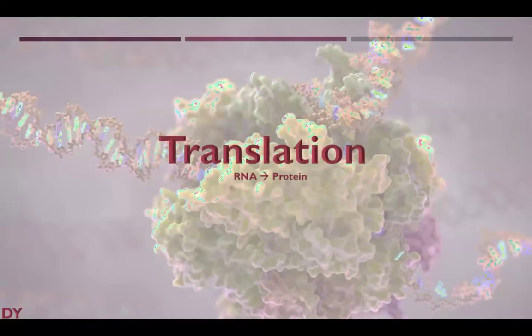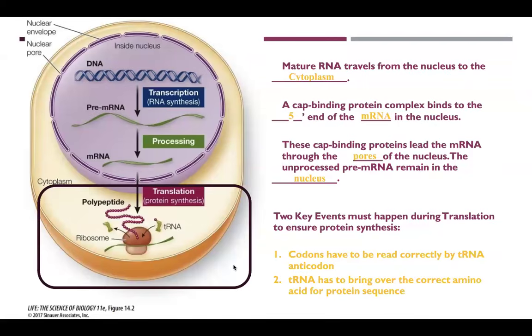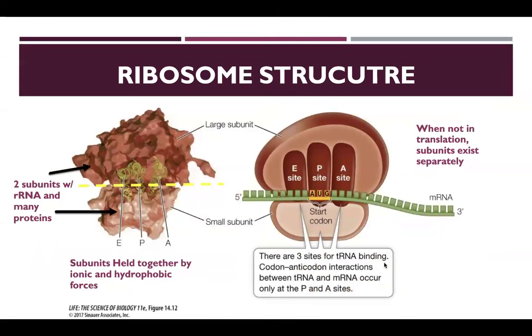So now we're going into the actual translation portion, which, as you mentioned, is in the cytoplasm. That's where ribosomes are. Mature RNA travels from the nucleus to the cytoplasm. A GTP cap is added to the 5' end. Polyadenosine tail is added to the 3' end. And then two key events must happen. Obviously, codons have to be read correctly by the tRNA anticodon, and your tRNA has to bring over the correct amino acid.